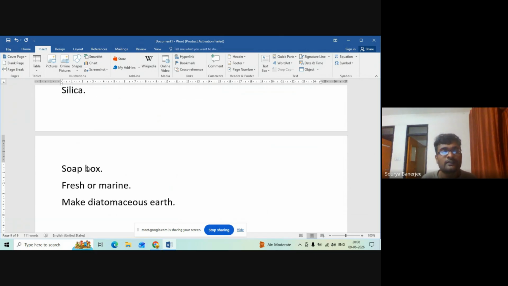Okay, they are fresh or marine, and they are the last character. What you have to remember is that they are photosynthetic. These are the points in case of chrysophytes.